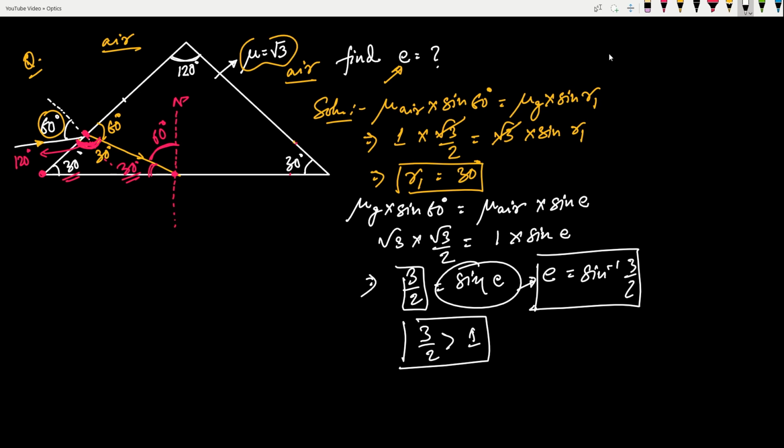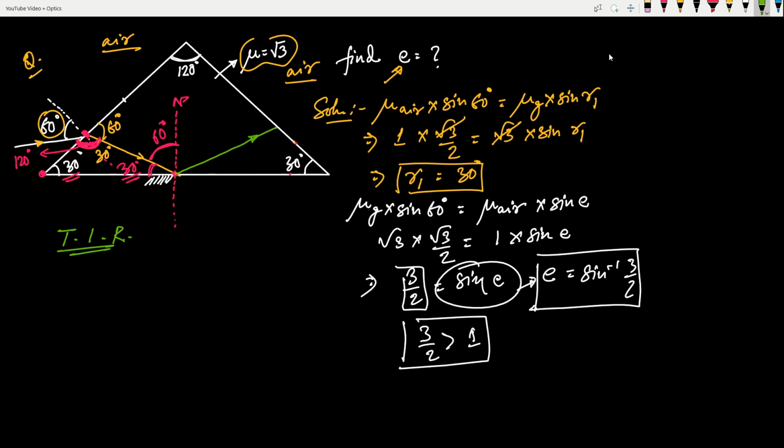Why is sine of E violating the law, that is, sine of E greater than 1? It's violating the law because at this surface the ray doesn't undergo refraction. Whenever sine of E is greater than 1, remember one thing: it suggests that at that surface it is not undergoing refraction. So the only concept left is that it is undergoing total internal reflection at this surface. Therefore the ray will go and hit the other surface according to total internal reflection.